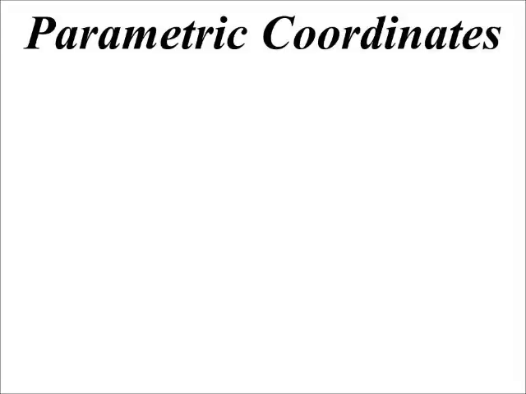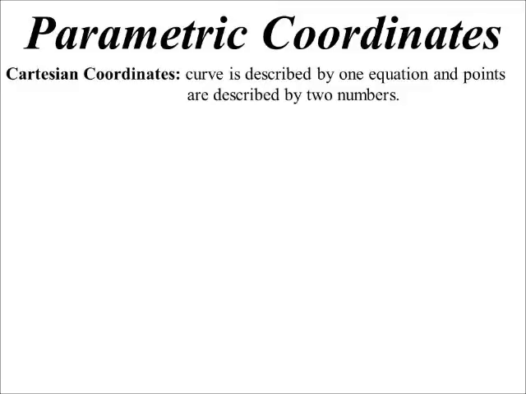Parametric coordinates. So in this extension part of looking at the parabola, we introduced this idea of parametric coordinates. And all parametric means is a pair of measures. Now, we're used to looking at Cartesian coordinates. So we have an equation for a curve, and we'll say that this is the point, I don't know, (2, 4), whatever it happens to be. We have an x value and a y value. So we have one equation, and the points are described by two numbers.